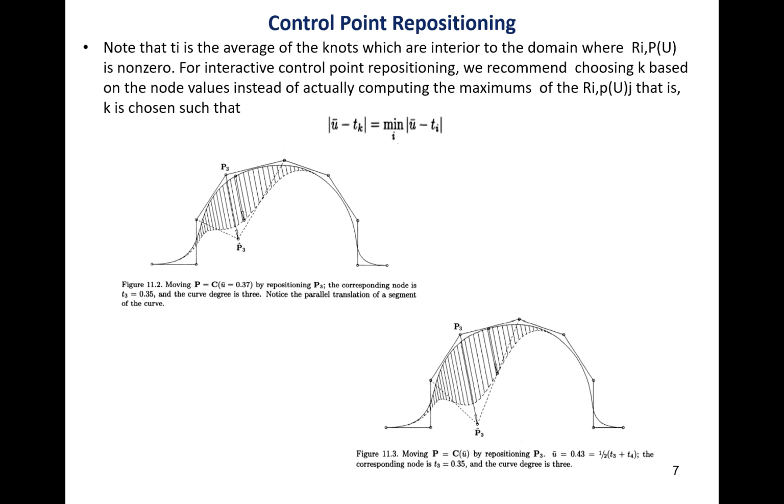For interactive control point repositioning, we recommend choosing k based on the node values instead of actually computing the maximums of the R_i,p(u), that is, k is chosen by the given formula. And these two figures illustrate examples where the points are repositioned and the corresponding nodes are given, and the curve degrees are different from each other.